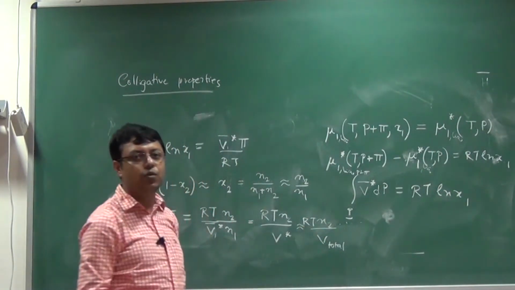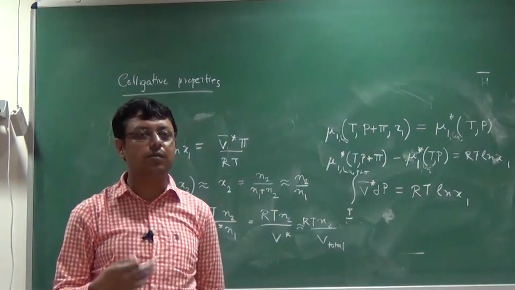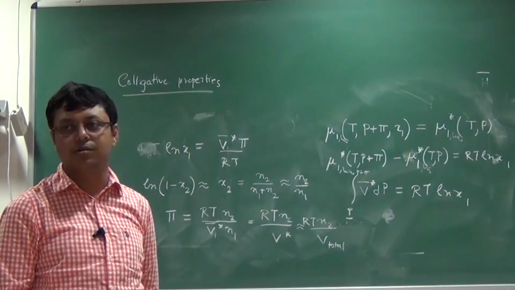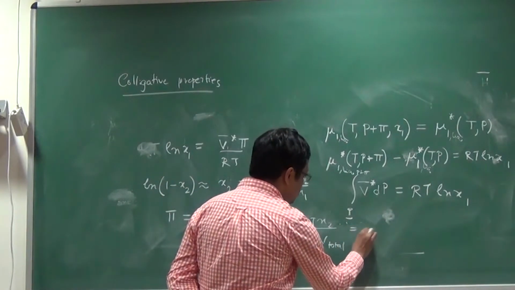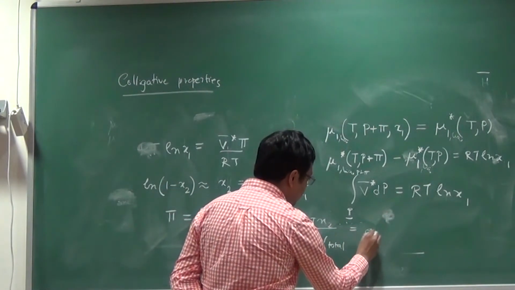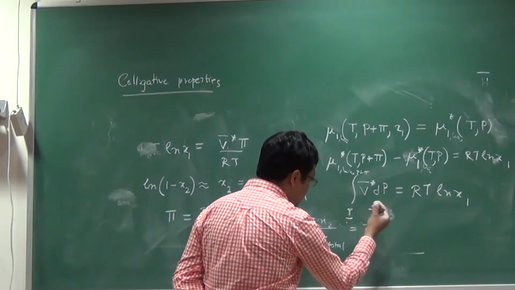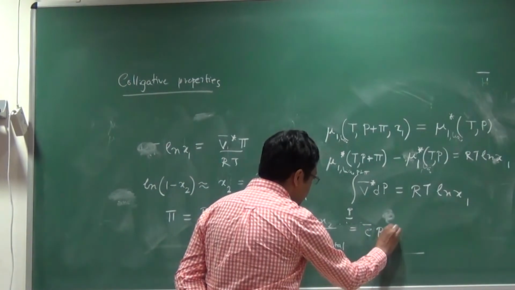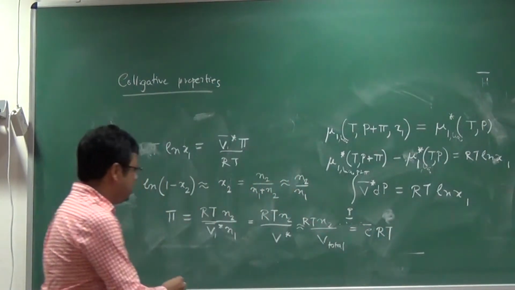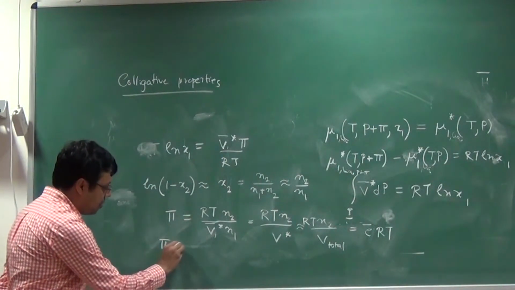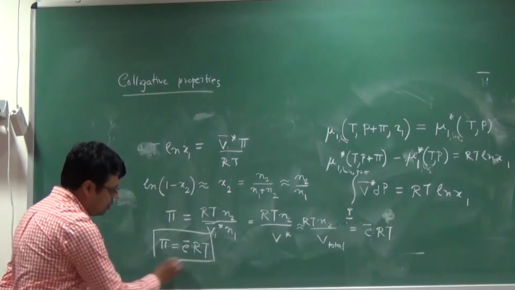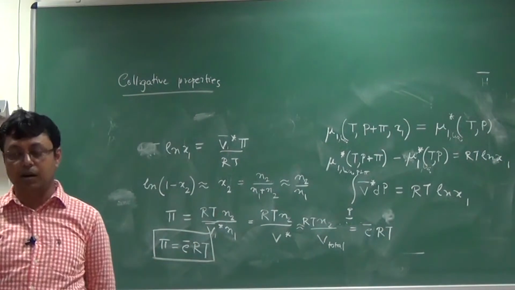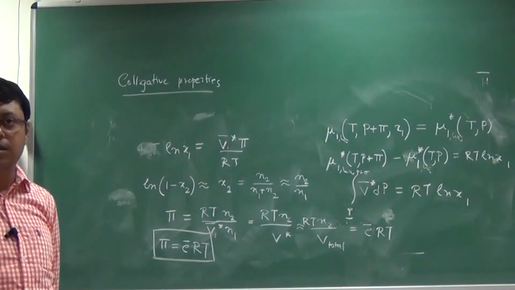And what is this N2 by V total? N2 is the number of moles divided by volume. It is the molar concentration of the solid, which we write as C or C bar. So we got a very compact form. Then the osmotic pressure is nothing but the molar concentration of the solid times RT.